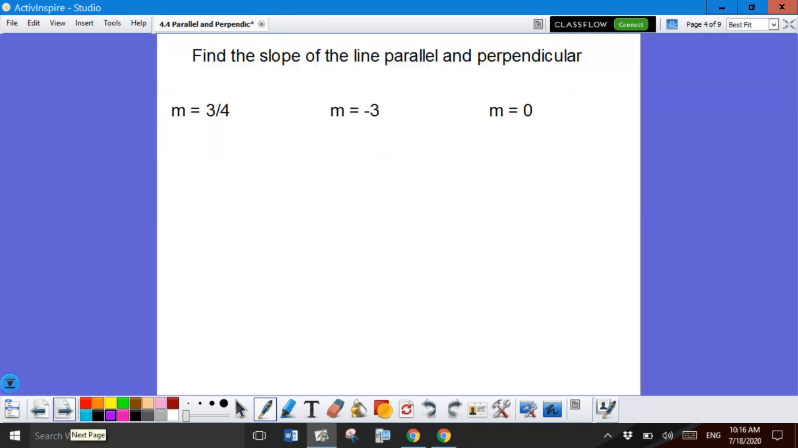And then go ahead and I want you to hit pause here and I want you to determine what my parallel slopes and my perpendicular slopes are to these problems. So hit pause and get me some answers. All right, let's see how you did.